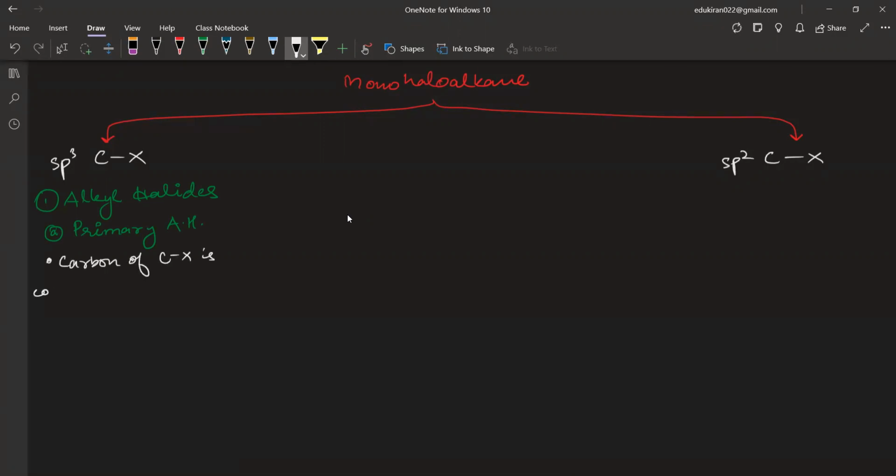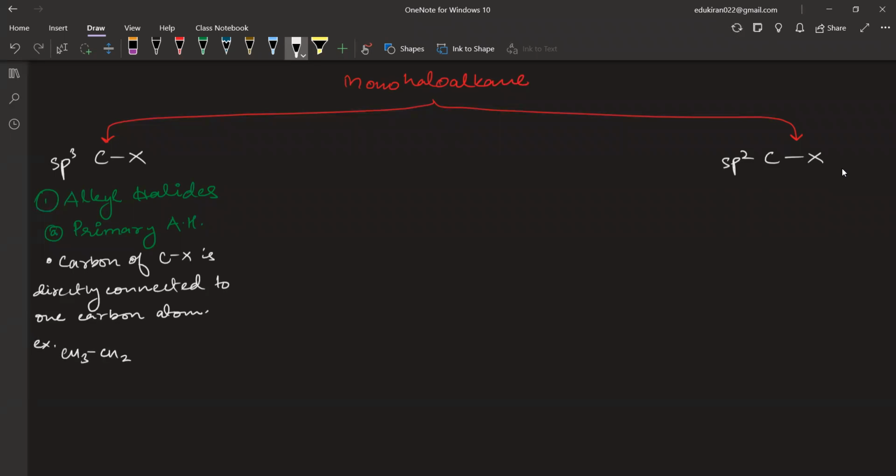is directly connected to how many carbon atoms, tell me? In a primary haloalkane, it should be directly connected to how many carbons? Very good. Primary means one. All of you remember this. Connected to one carbon atom.